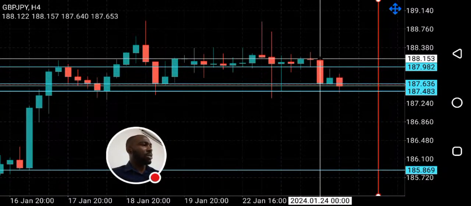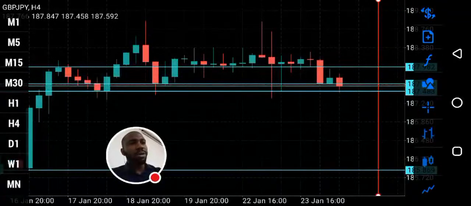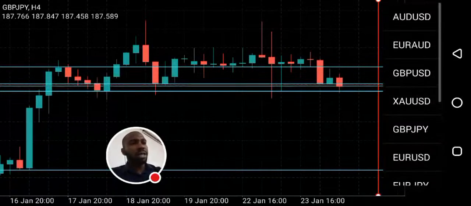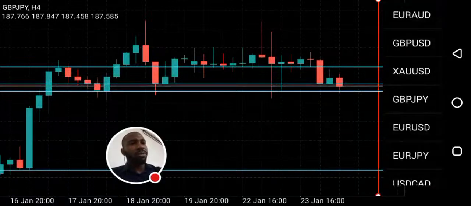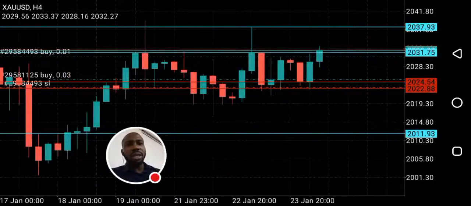GBPJPY is bearish. Okay, and CHFJPY should be bearish also, because both are positively correlated. Okay, look at gold before we look at CHFJPY. If you have any question, please drop it in the comment space.